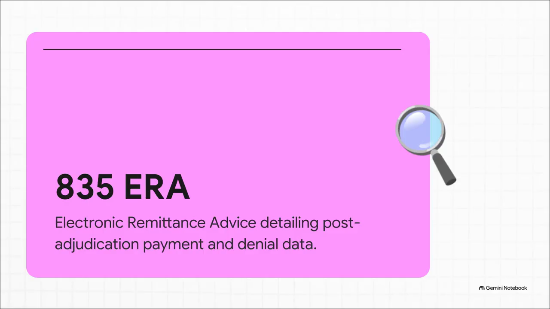So, what is the 835 ERA? It stands for Electronic Remittance Advice. This is the electronic transmission sent from the payer back to you, the provider, detailing the post-adjudication payment and denial data. Basically, once the payer makes their decision, they send this back. Now, here is the absolute most important takeaway. If you only read the summary of this ERA, if you're just skimming the bottom line to see if it was paid or denied, you are setting yourself up for failed appeals. To be a top-tier denial analyst, we have to decode the exact alphanumeric evidence layered deep within this transmission.